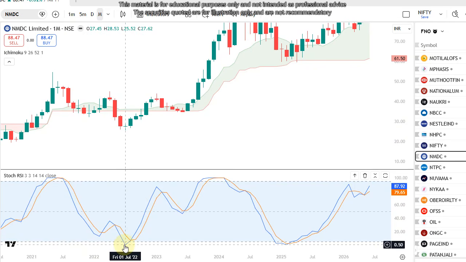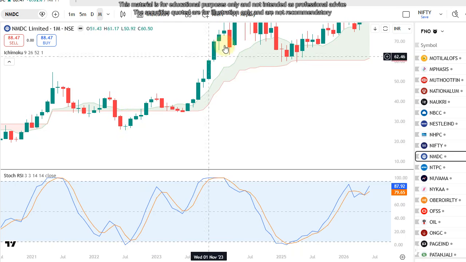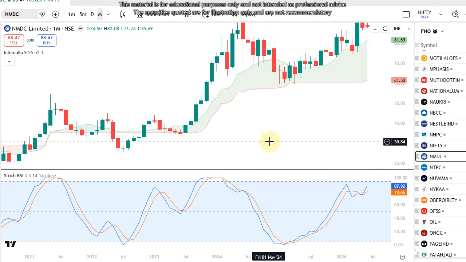It is exactly 0.50 only. So it is extremely oversold. Then the blue line is crossing the red line. In the second candle, we got the confirmation after the close of the market. The next day, when this high breaks, we will take the entry and the swing low is the stop loss. See the risk reward.